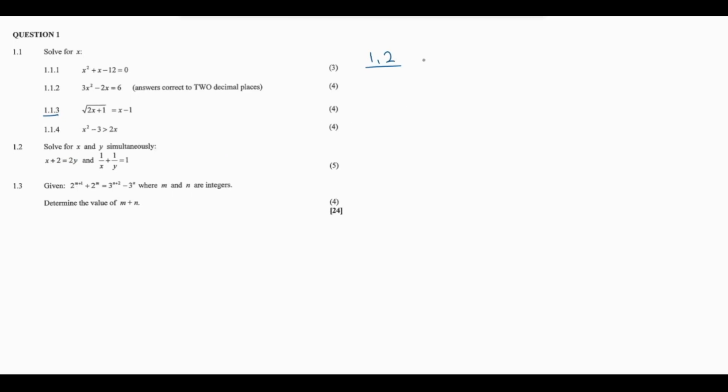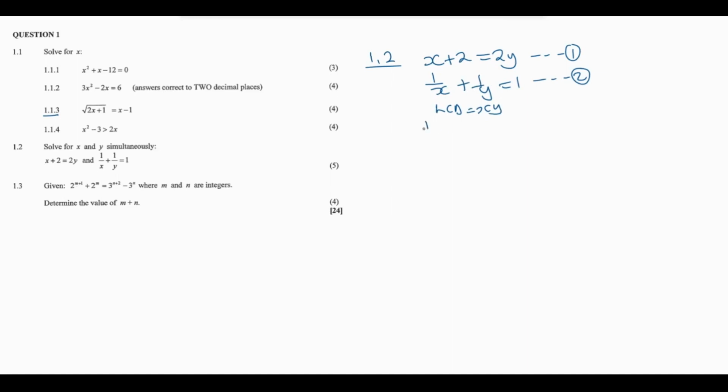Now let's do question 1.2. We have the first equation, x plus 2 is equal to 2y. Let's call it equation 1. And then we have 1 over x plus 1 over y is equal to 1. Let's call it equation 2. So how do we deal with this? We can start by dealing with equation 2 and eliminate the denominators. How do we eliminate the denominators? We can multiply everything by the LCD here. The LCD is equal to xy.